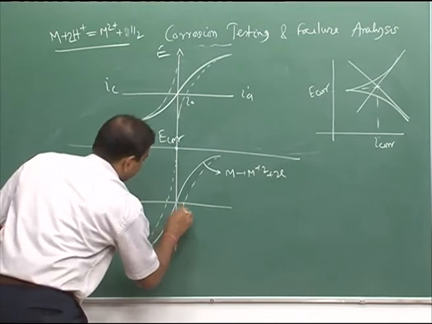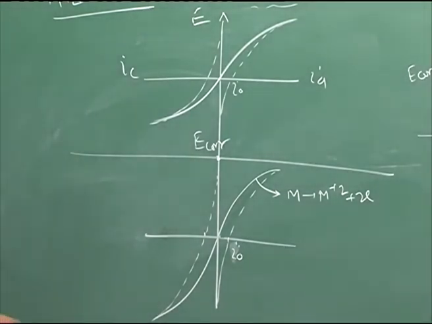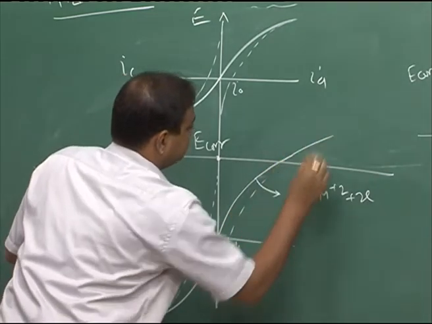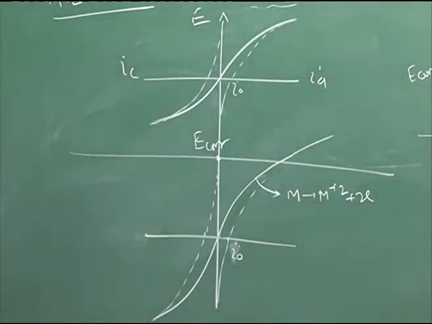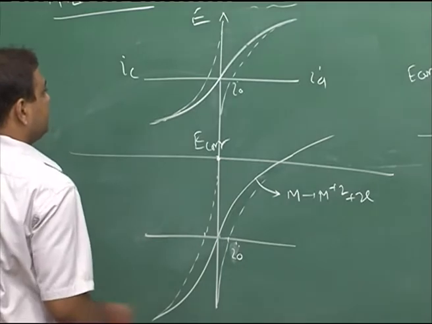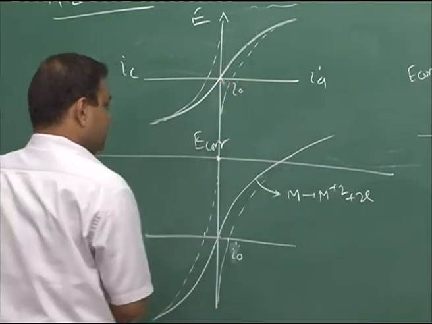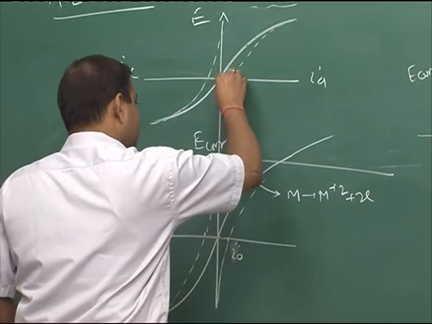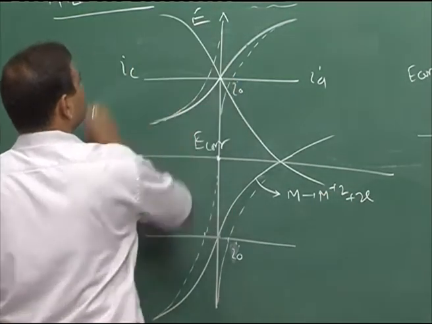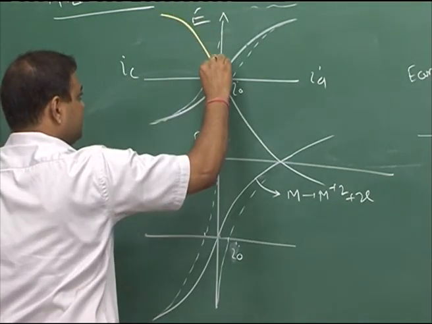So, this is my I 0. Now, this we can extend like this, and this we can extend like this. Now, if we draw a mirror image of this line, we can have a plot like this. This line is actually the mirror image. Let me draw it with the yellow color.